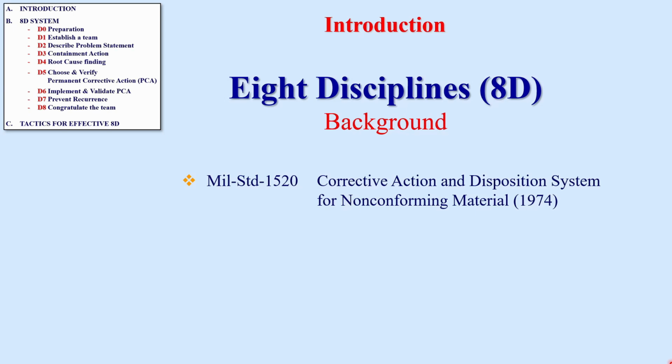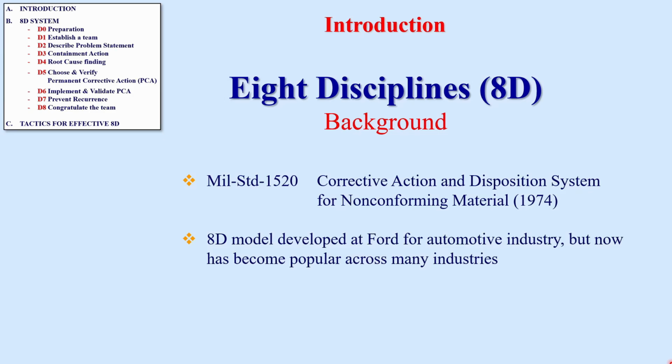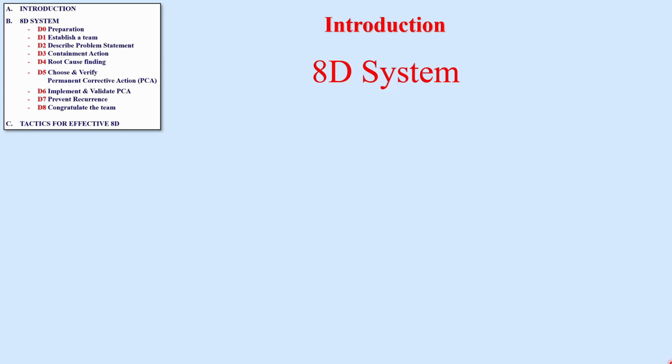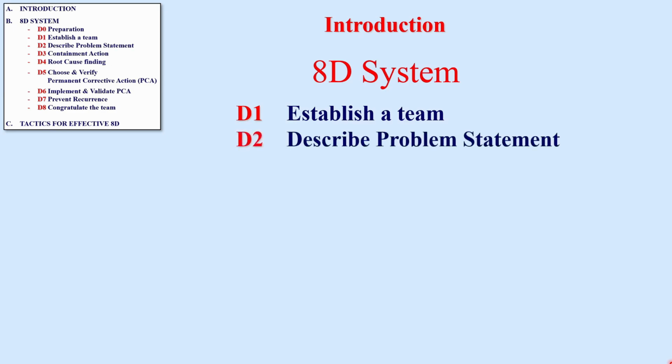But what really made the methodology popular was when Ford introduced the 8D model for the automotive industry. Recently it has become popular across many industries, such as food manufacturing, healthcare, and high-tech manufacturing. The 8D system, or 8D model, consists of D1, establish a team. Of course, we need to form a team to solve a problem. Then D2, describe the problem statement. We need to know what issue we want to solve. Then followed by D3, containment action.